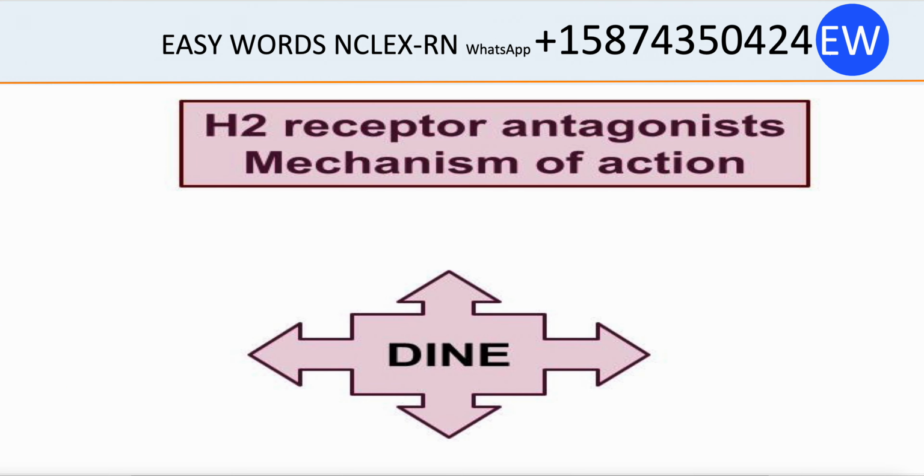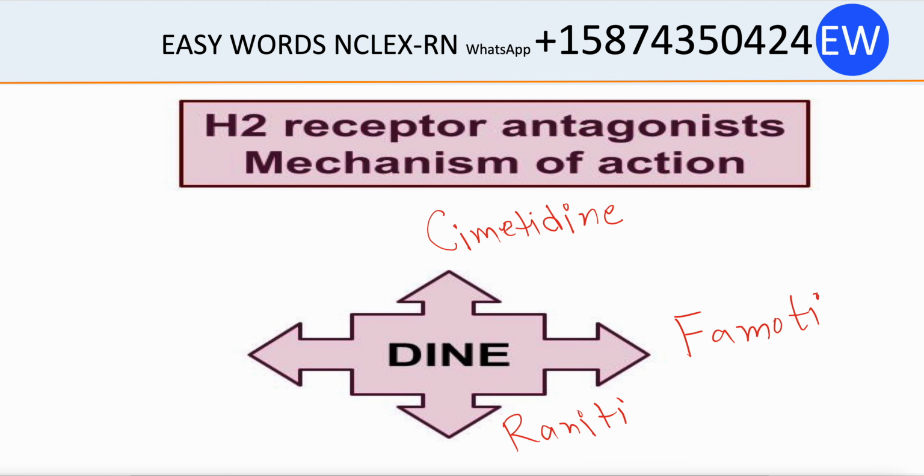H2 receptor antagonists, mechanism of action. H2 receptor antagonists block acid secretion by the stomach and are most commonly used to treat peptic ulcers. The commonly used ones end with "-dine", such as cimetidine, famotidine, ranitidine, and nizatidine.